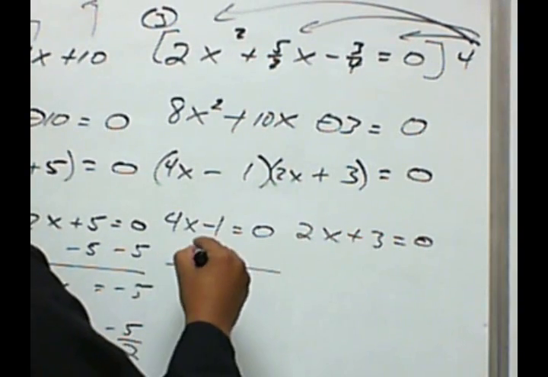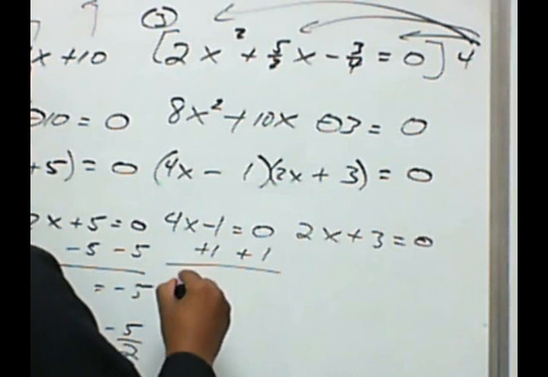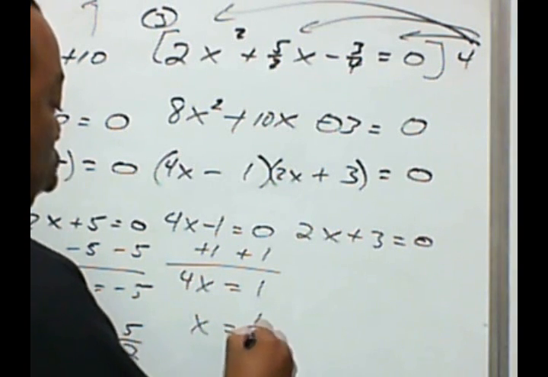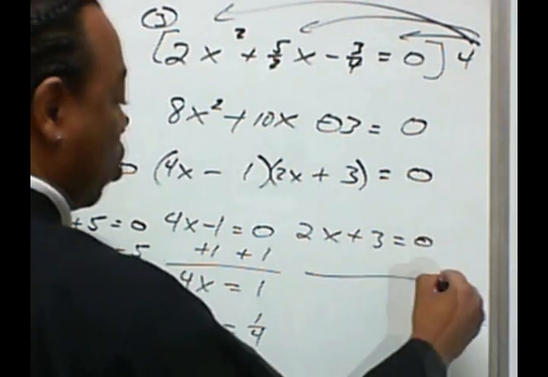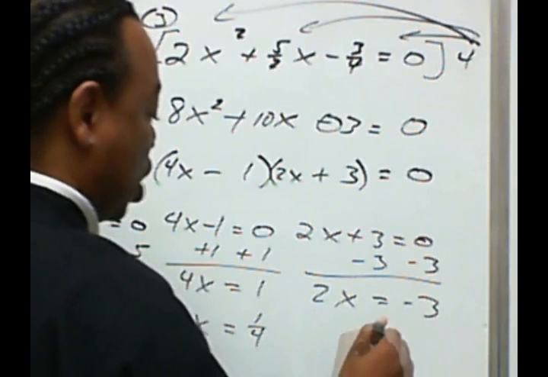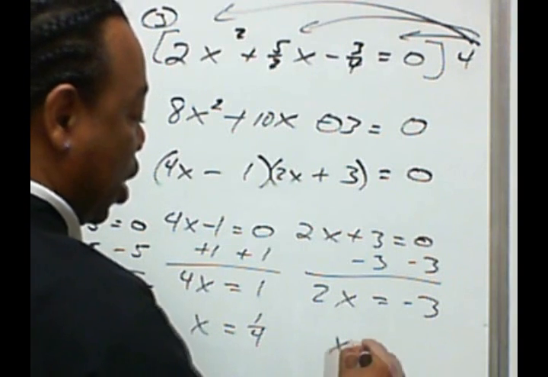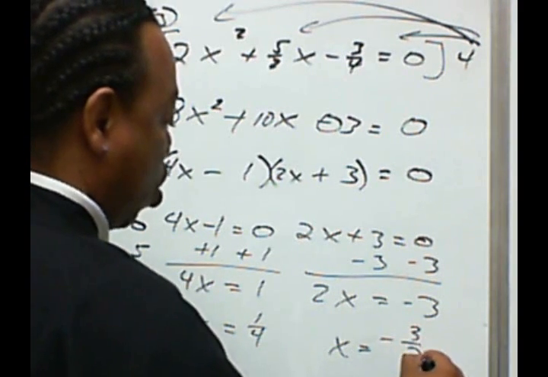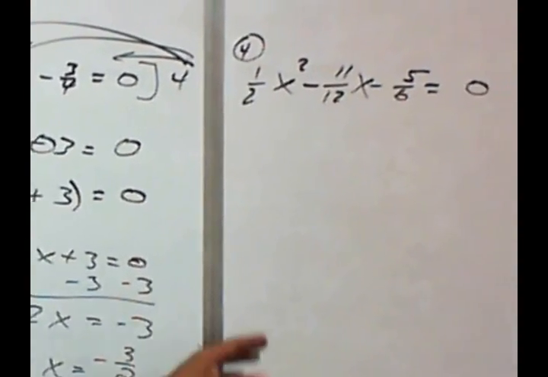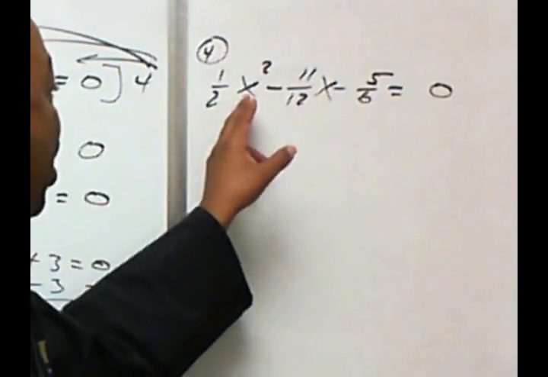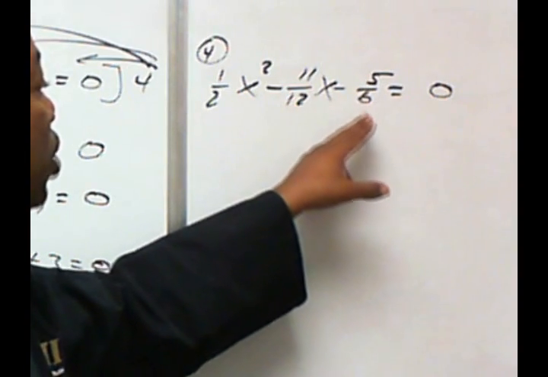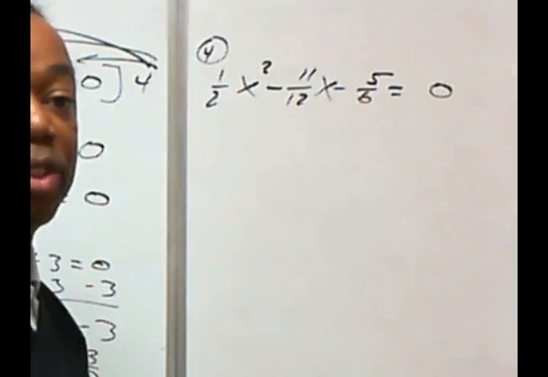So when we isolate x here, we add 1 to both sides. We get 4x equals 1, and x equals 1/4. Here, we'll subtract 3 from both sides. We get 2x equals -3, and this implies that x equals -3 over 2. Number 4, which is 1/2 x squared minus 11 over 12x minus 5/6 equals 0, we leave to the student to solve.